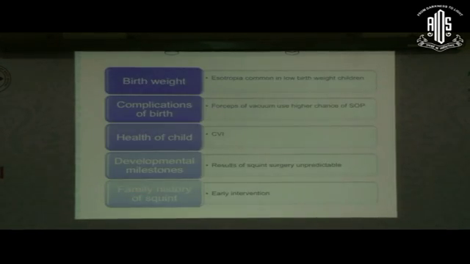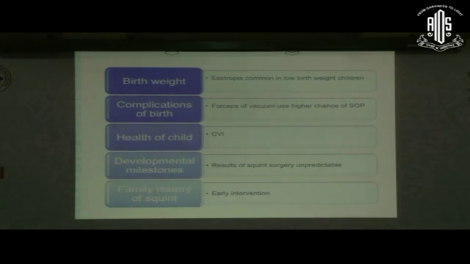You want to get an idea about birth and development. We are still in history. Why do we want to get a good birth and developmental history? Because esotropia is common in low birth weight children. And forceps use or vacuum can result in a higher chance of superior oblique palsy. You yank on the head, you're likely to injure the superior oblique, which is the thinnest nerve, the trochlear nerve, that's right.